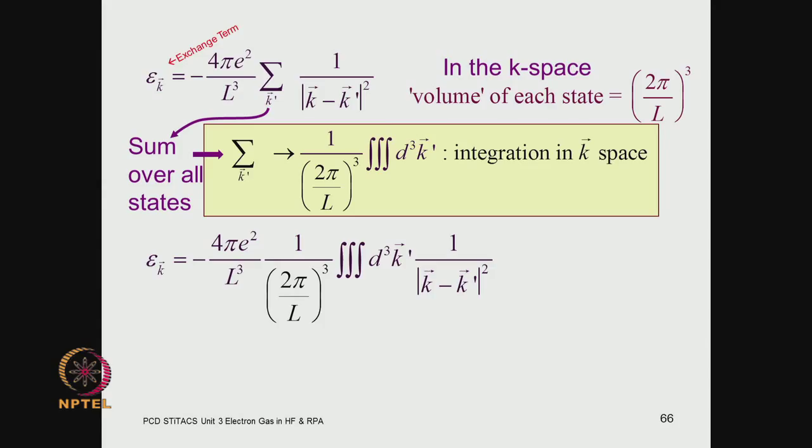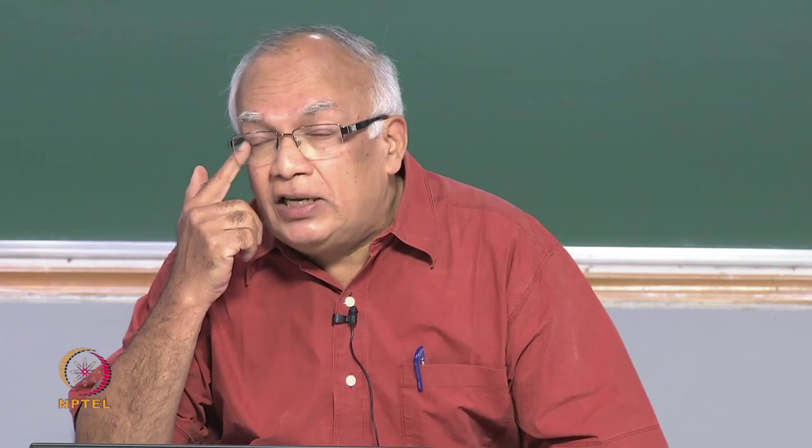So what you have as a summation here effectively becomes the same term minus 4 pi e square over L cube over here, and instead of this discrete sum you now have the corresponding equivalent integration. Okay, this is integration in the k space, but it is not over all the values of k, because in the ground state the uppermost k level which is filled is the one at the Fermi level, right. So you have to carry out the integration only up to the Fermi level.